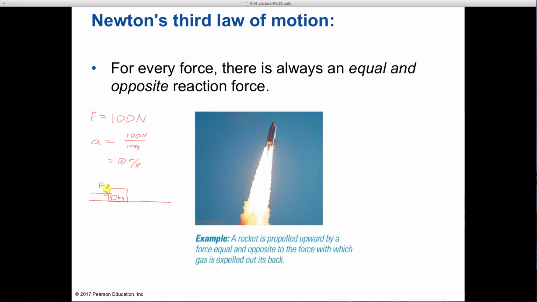Then Newton's third law, as is shown here, is a little bit more complicated. So it's a little bit more difficult to think about. And it says for every force there's always an equal and opposite reaction force.